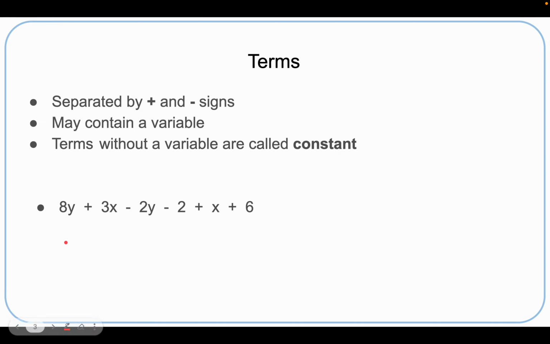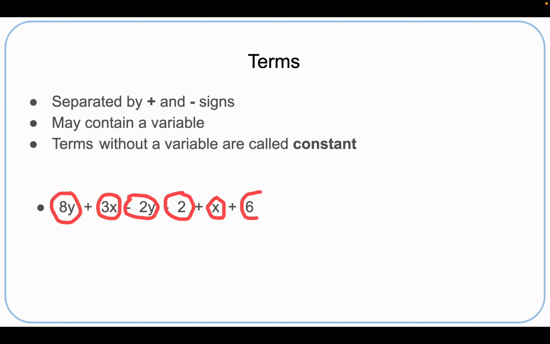So here's an example of an algebraic expression, and if we count these terms, I'll circle each one. There's one. And remember, they're separated by plus and minus signs. I'm going to circle that negative in that one. So we have 1, 2, 3, 4, 5, 6 terms in this expression. And notice how some of them have a coefficient and a variable, and some of them do not have a variable. Those are our constants. They're -2 and 6.